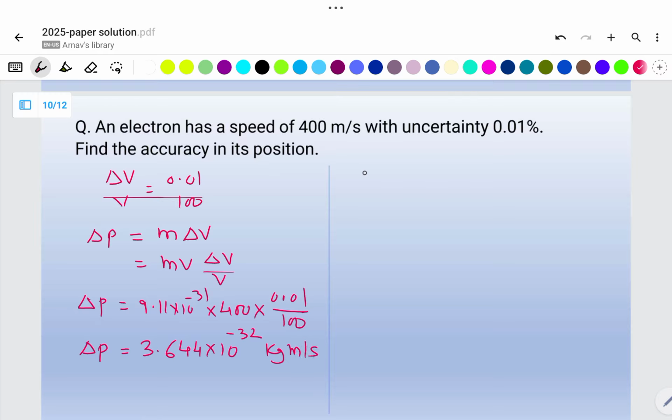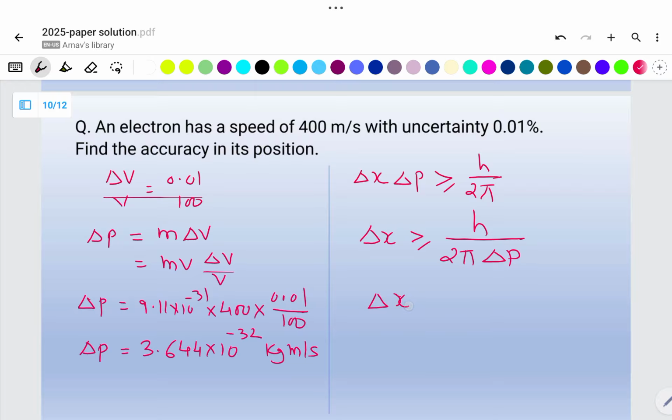Now by applying uncertainty principle, delta x, uncertainty in position, into delta p, uncertainty in momentum, is greater than or equal to h upon 2 pi. So delta x is greater than or equal to h upon 2 pi into delta p. So we'll get this value of uncertainty in position is greater than or equal to 2.895 into 10 to minus 3 meter.